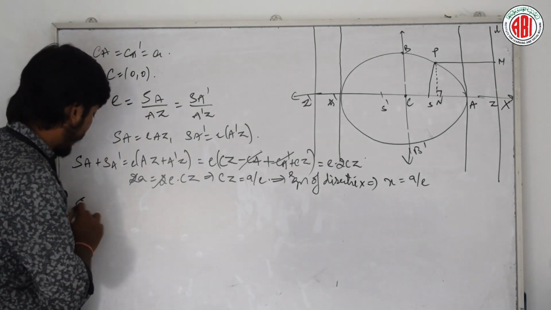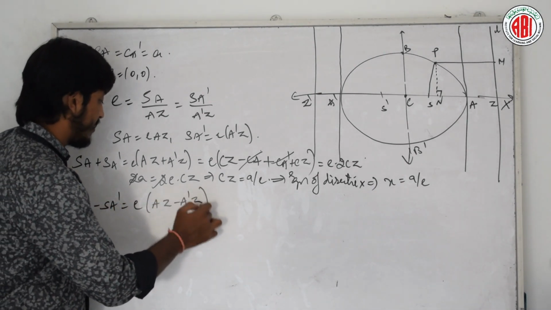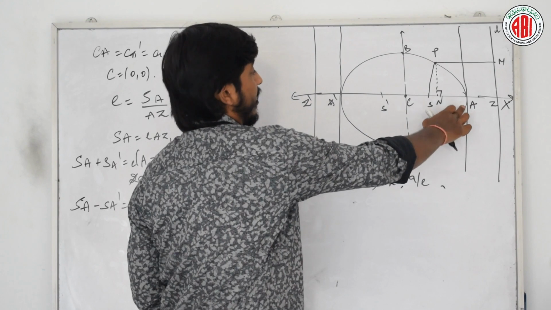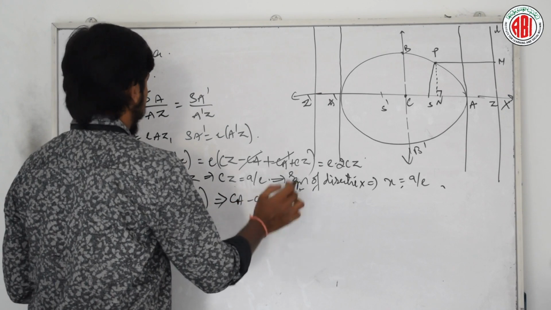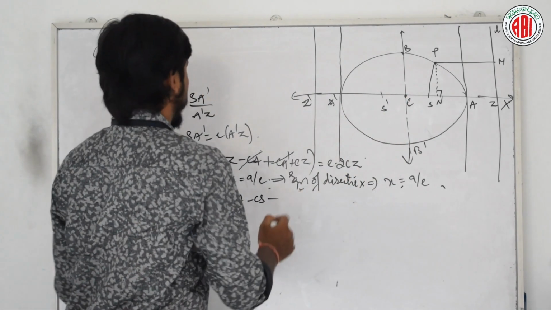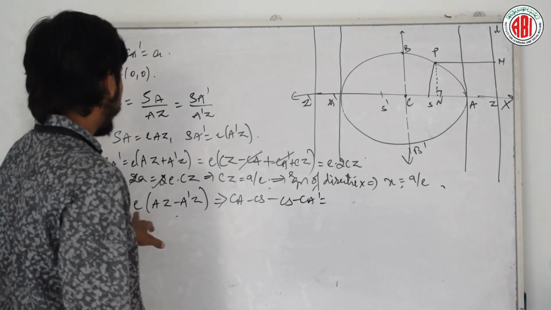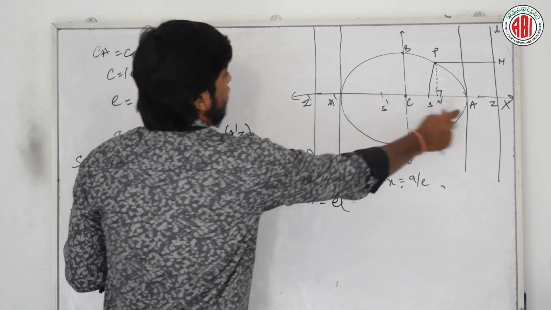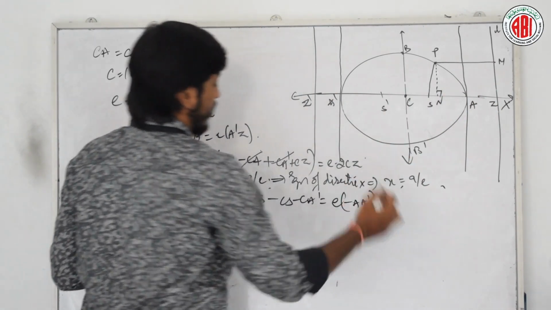Similarly, let us subtract these both. What do we get? SA minus SA dash. I will get it as e into (AZ minus A dash Z). So now SA can be written as CA minus CS, right? That is CA minus CS. What about SA dash? SA dash can be written as CS plus CA dash. Is it right? Next, here e into (AZ minus A dash Z). What is left? Minus AA dash. Is it clear?